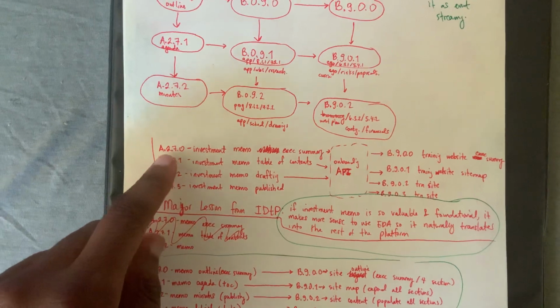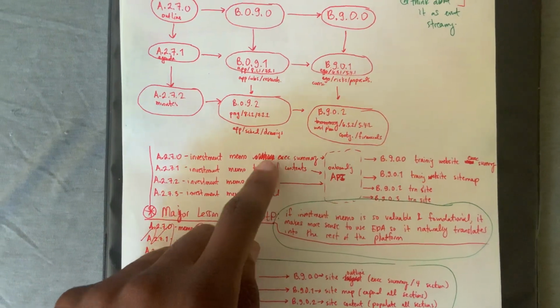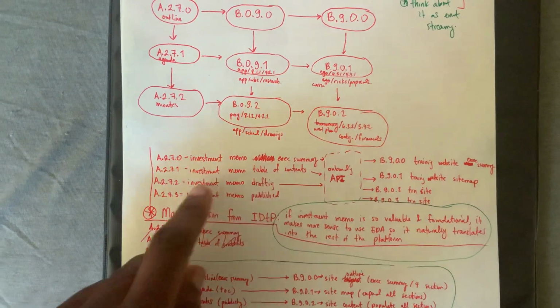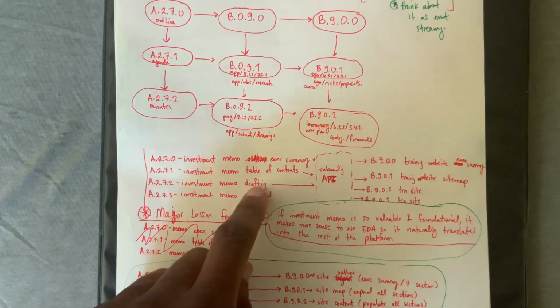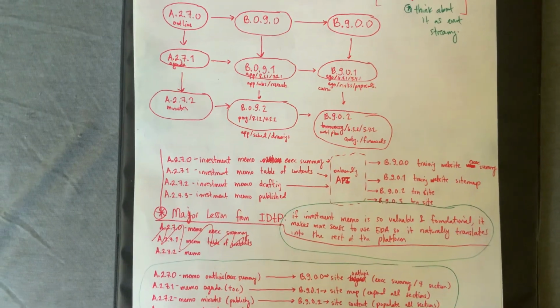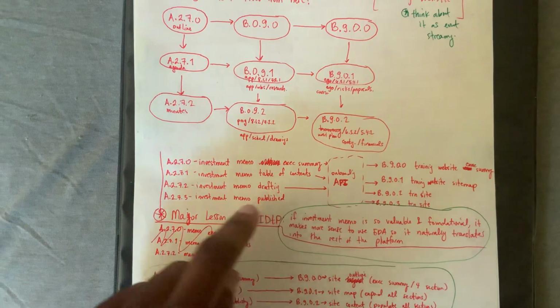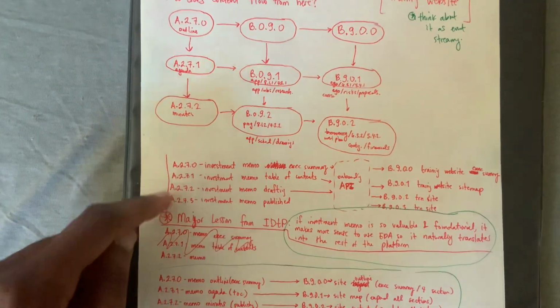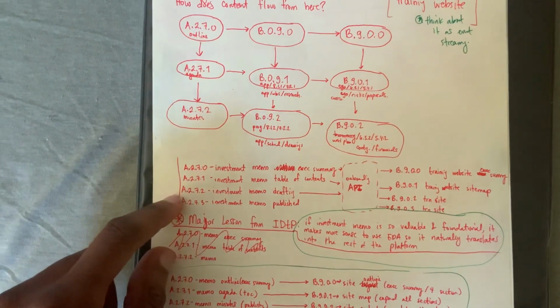it here. So saying that we're going to have an investment memo, executive summary, table of contents, and then we're going to draft everything that populates the table of contents, and finally we'll publish it. So in these 4 steps, that's how we create an investment memo.